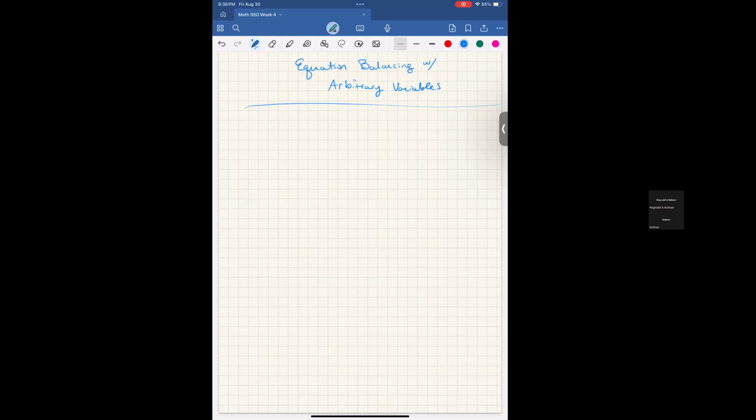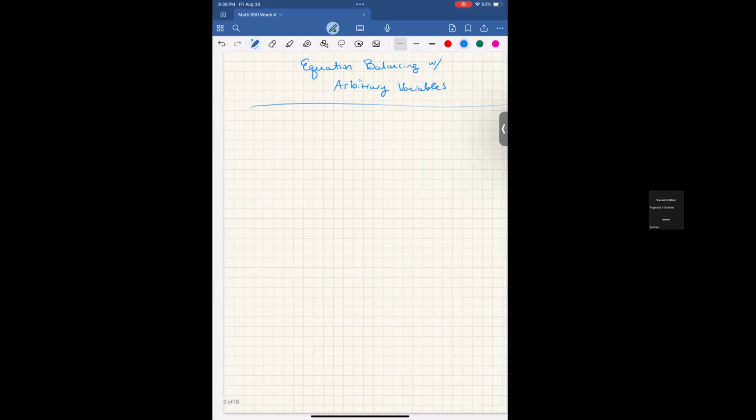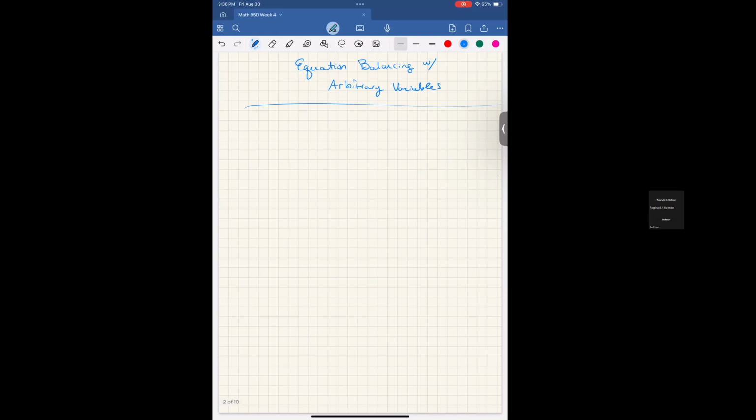Welcome back. Before we get into the subject of what is known as word problems, and before we get too far into analyzing more complicated algebraic structures such as polynomials, we are going to spend a moment on the subject of equation balancing with arbitrary variables.